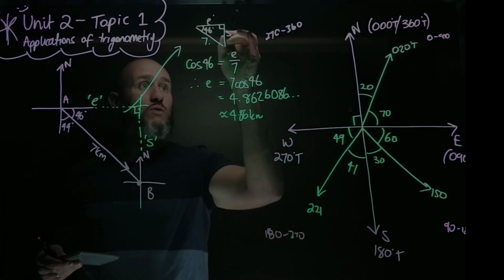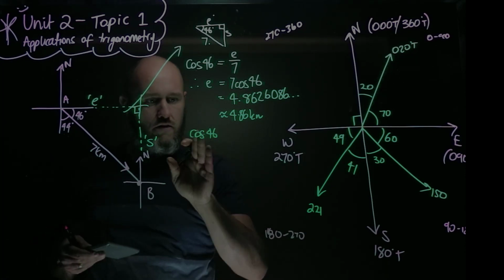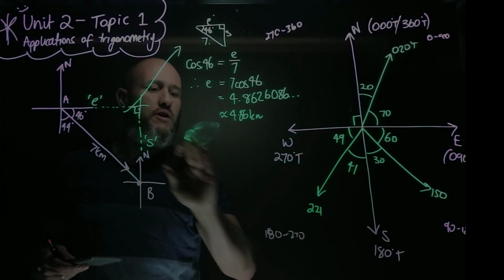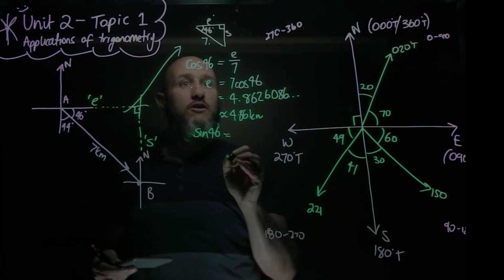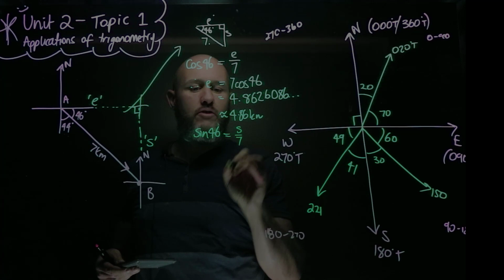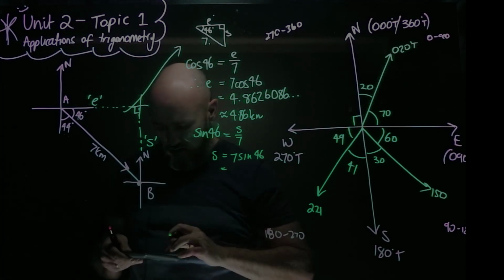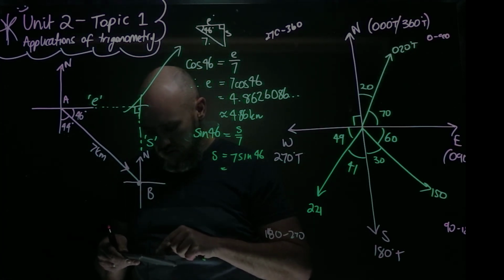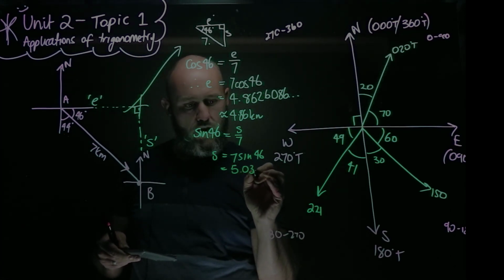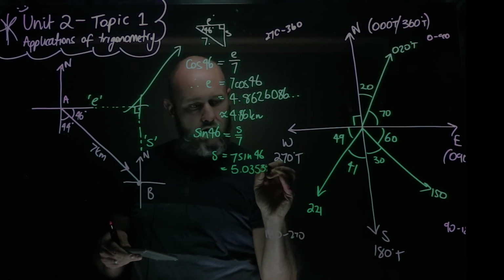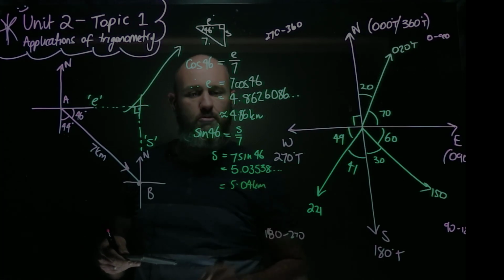And then I can do my south as well. South there is equal to, so I get cos 46, and I don't actually get cos 46, do I? Because south is the opposite side. So I get sine 46 is equal to s over 7. So s is equal to 7 sine 46, and I can pop that in my calculator, and I get 5.03538 dot dot dot, which is 5.04 kilometres to 2 decimal places.